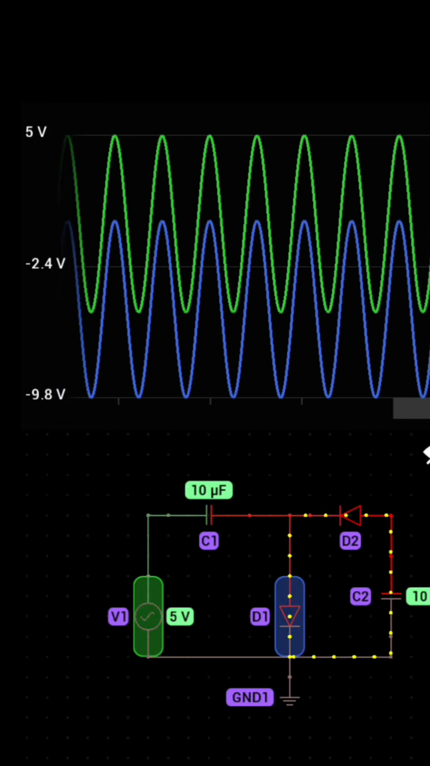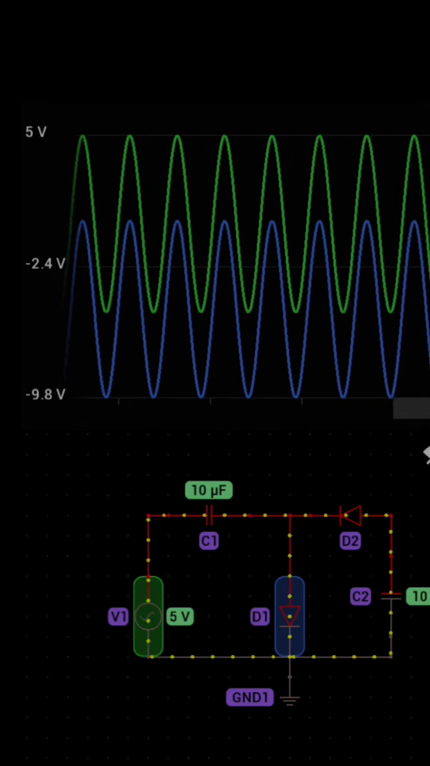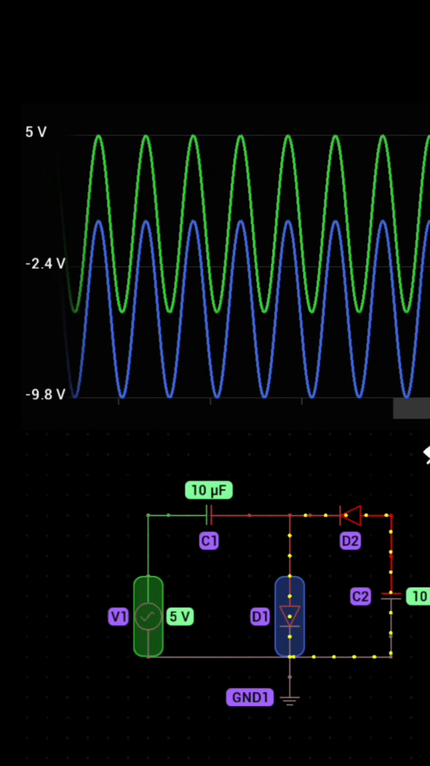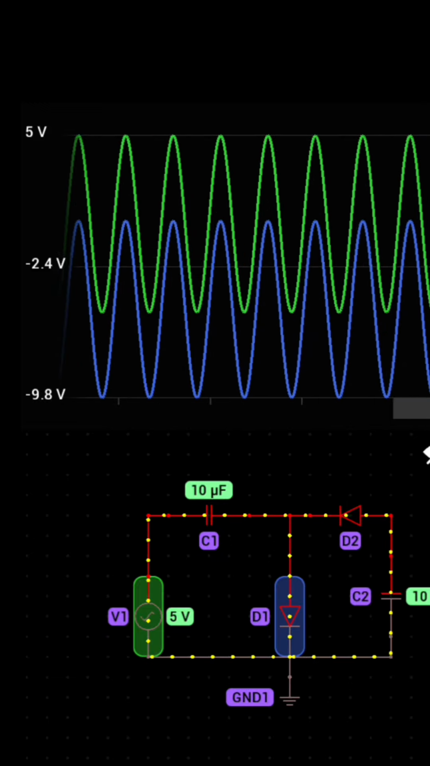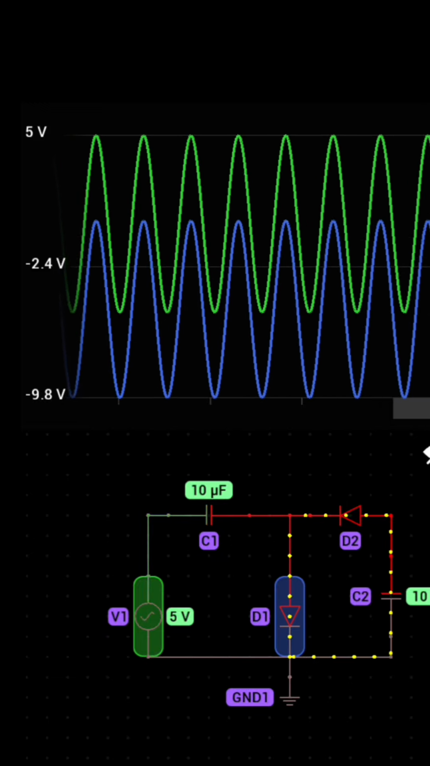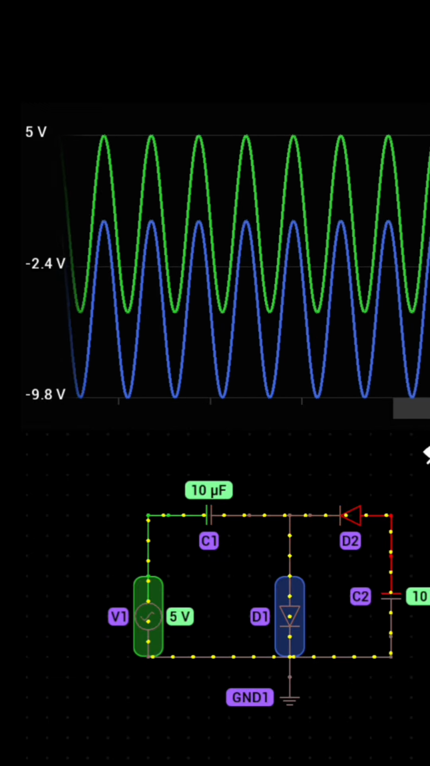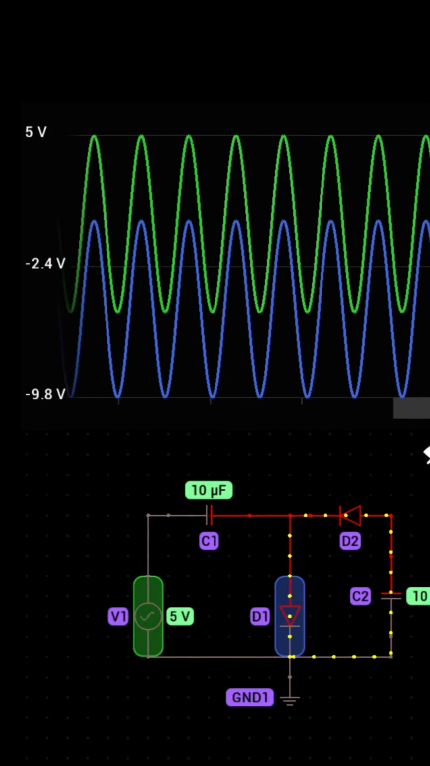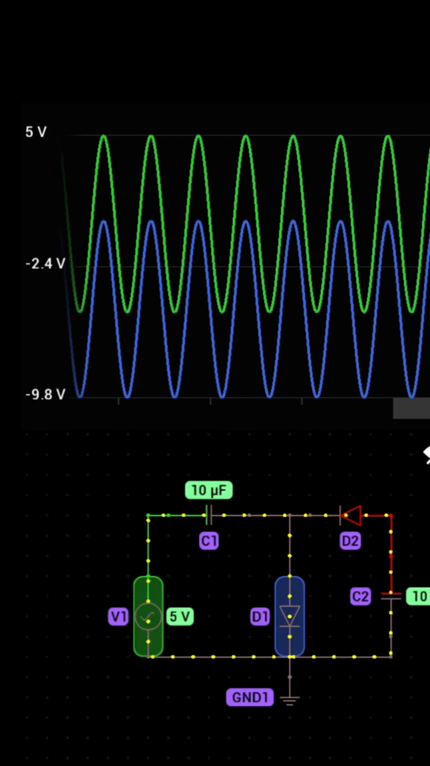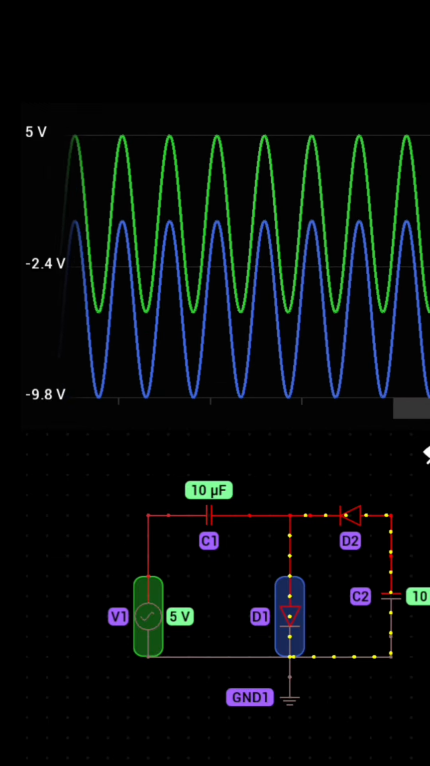Diodes allow electricity to flow in only one direction. They control how and when the capacitors charge during the different parts of the AC cycle. In the positive half cycle of AC, the voltage is positive. The first diode becomes forward biased, allowing current to pass. The first capacitor charges up to the peak voltage of 5 volts. The second diode does not conduct in this part of the cycle.